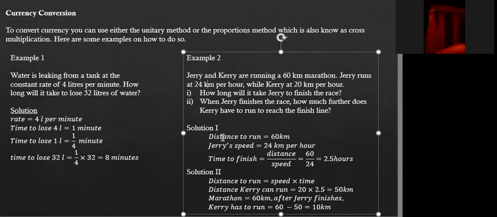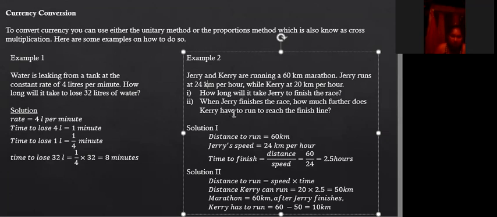So first step. Distance to run is 60 kilometers. Jerry's speed is 24 kilometers per hour. So to find the time to finish, we have to divide the distance by the speed to give us time. So that will be 60 over 24, which will give us 2.5 hours. So Jerry will take 2.5 hours to finish the race in total.